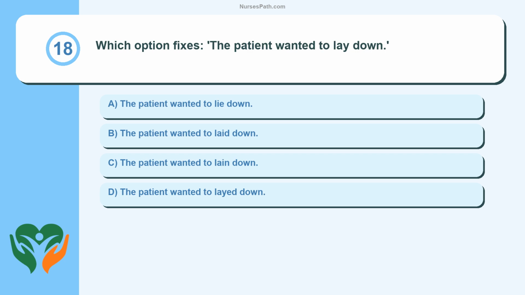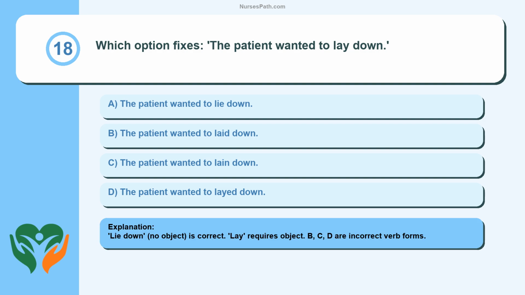Question 18. Which option fixes the sentence? The patient wanted to lay down. The patient wanted to lie down. Lie down, with no object, is correct. Lay requires an object. B, C, D are incorrect verb forms.